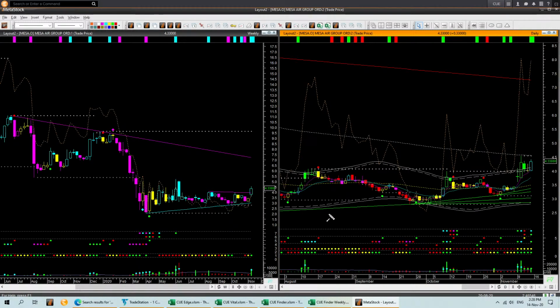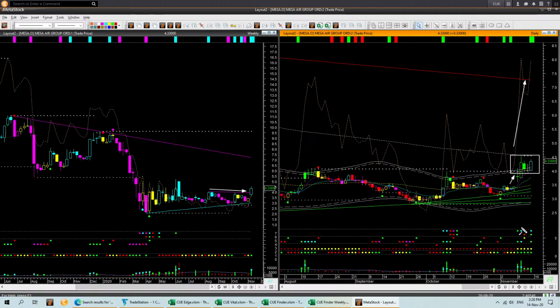There is some similarity between them. Mesa is also breaking out from trendline resistance in weekly. Mesa also gapped up on Monday and is very nicely holding on to the gain. Now Mesa has certain things in favor of it.